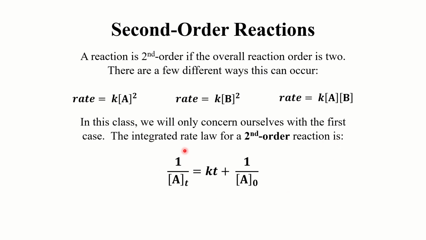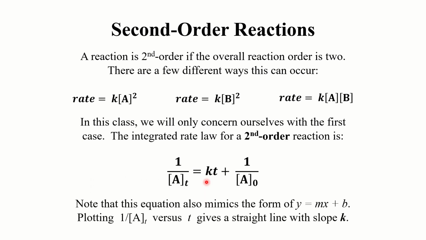Working with this case, the integrated rate law for a second order reaction is this: 1 over At equals kt plus 1 over A0. You can see that it is a fairly similar equation. The first order one had natural log At and natural log A0. Instead, we have the inverse of those concentrations, and our k value is positive instead of negative like it was with the first order. But note again that this equation mimics the form of y equals mx plus b. So plotting 1 over At versus little t for time will give a straight line with slope k.